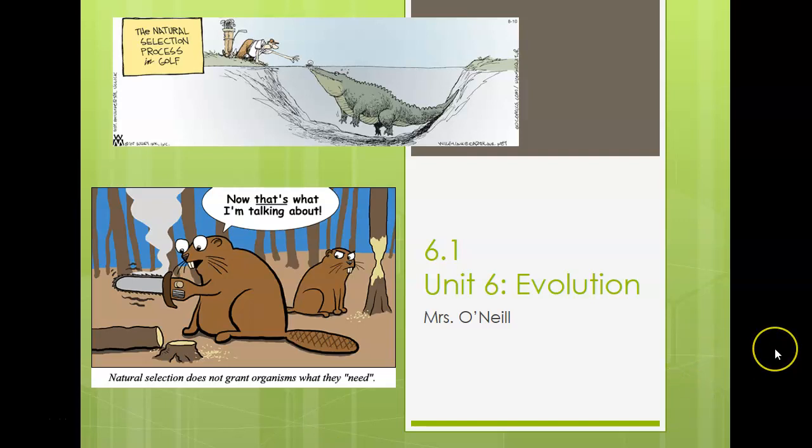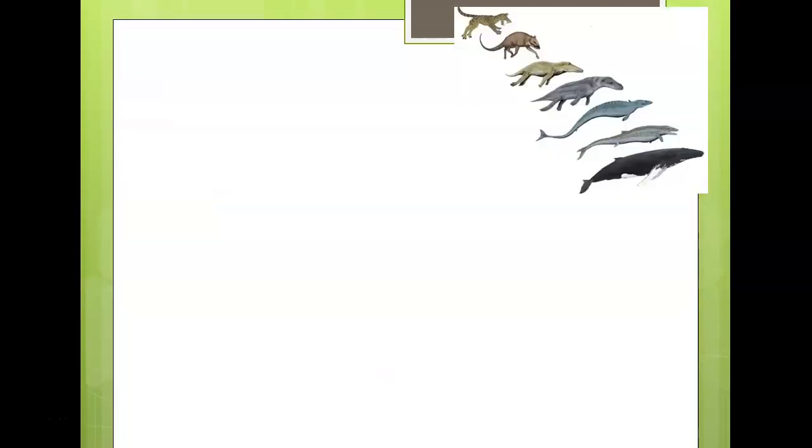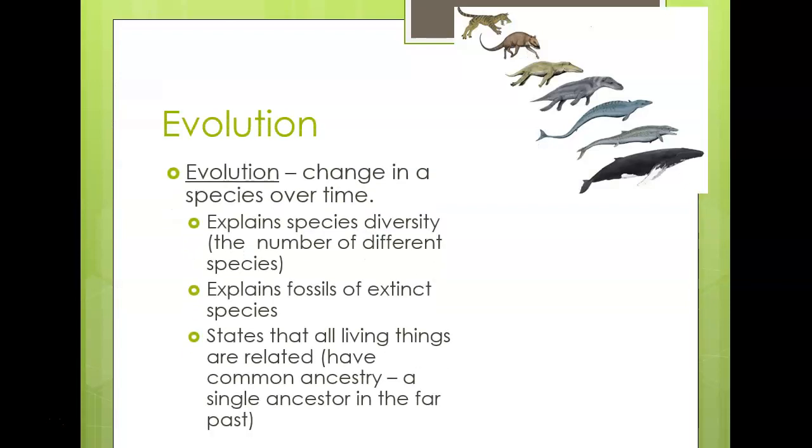6.1 is just sort of the introduction. We're going to be talking about sort of the history of evolution. How did this theory develop? Who were the main characters? What was going on? So, first, a definition. Evolution is change in a species over time.